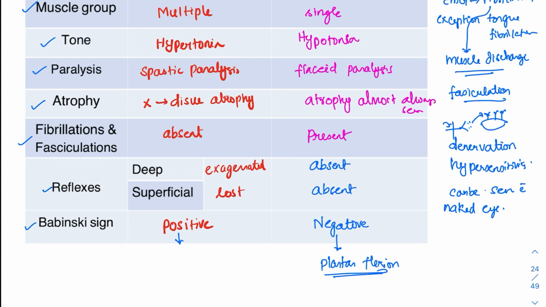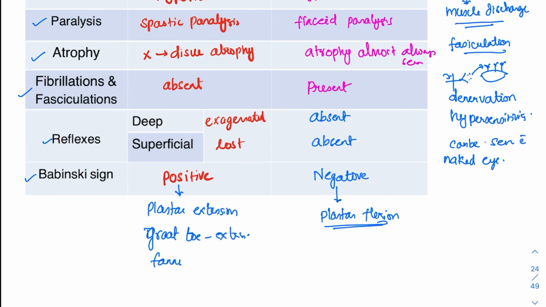Whereas Babinski sign positive means plantar extension. The great toe will go into extension, and there is fanning of the other toes. Both these reactions are called Babinski sign positive, and it is seen in case of an upper motor neuron lesion.